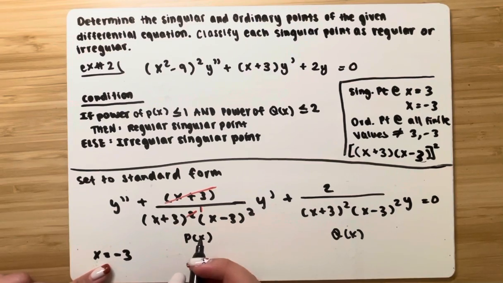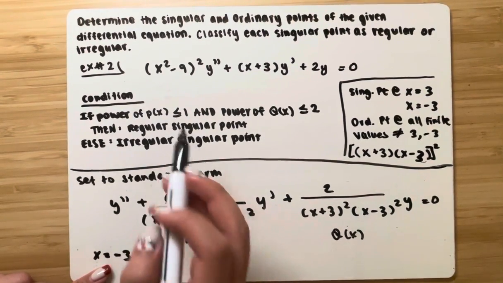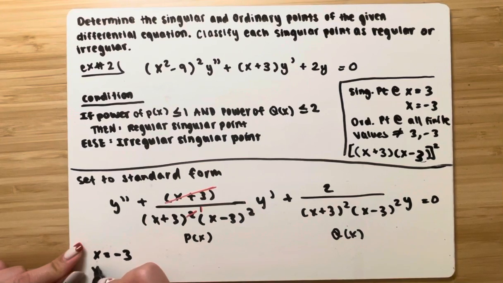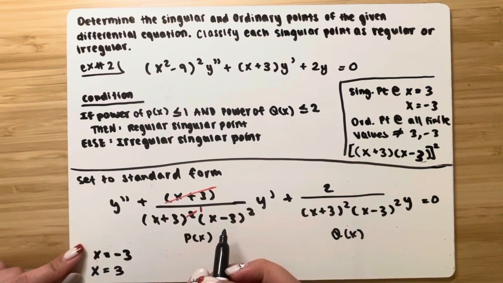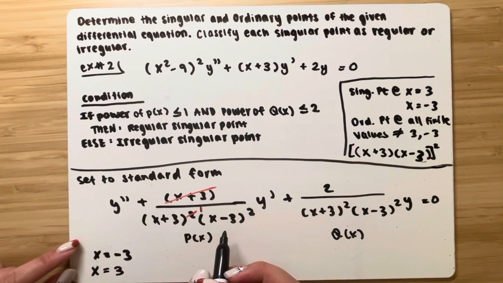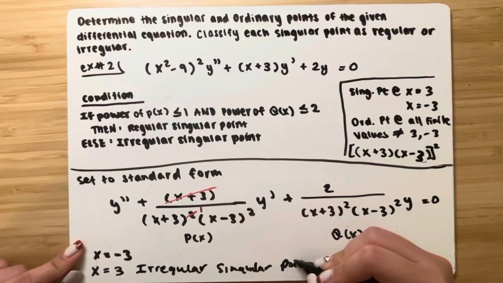Moving on. X minus 3 to the power of 2. 2 is greater than 1. So for the point x equals 3, because this does not hold true, we know that it immediately classifies as an irregular singular point.